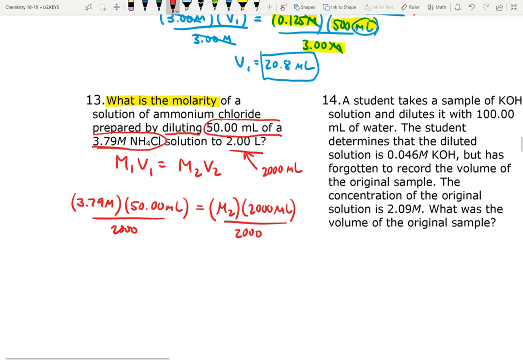And M2 then should come out to be 0.09475. And you might round it off a little bit tighter. That's fine too. But that's our finished molarity. Now, stop and think about it logically.